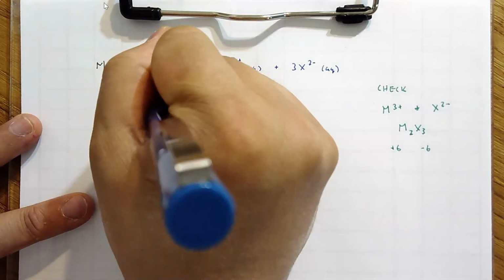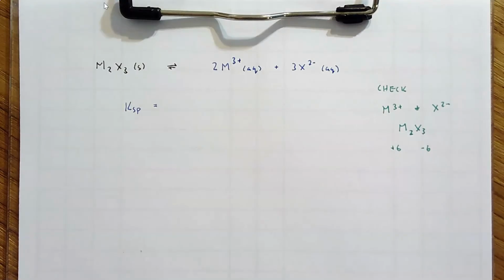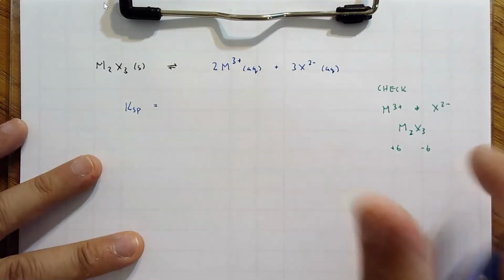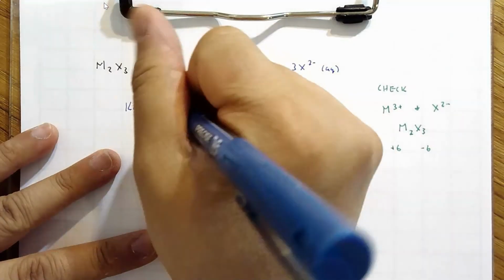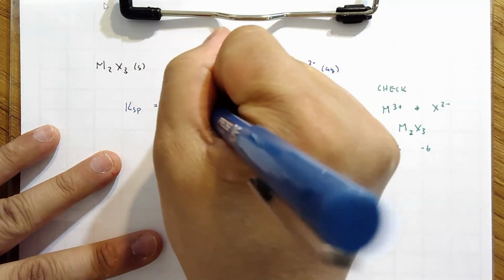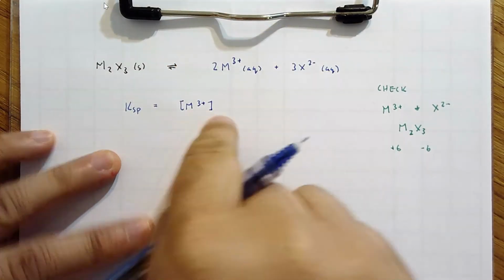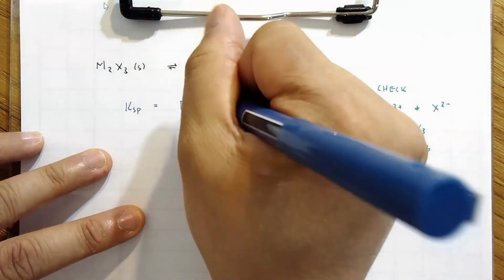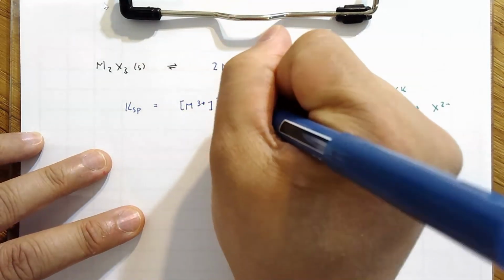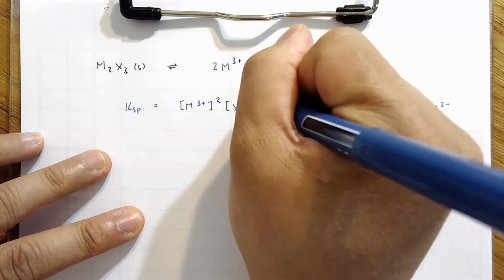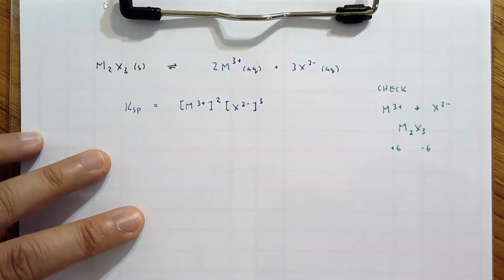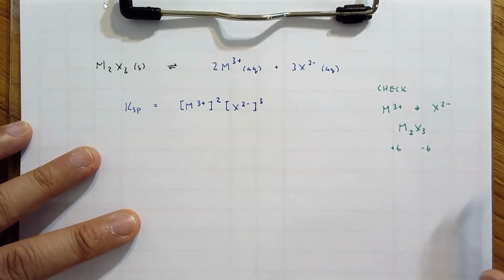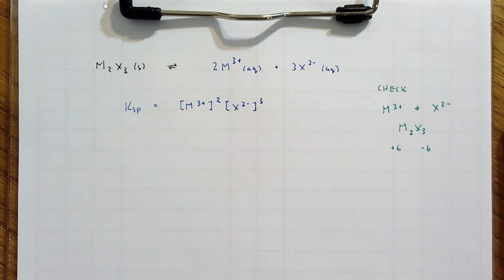KSP. Were you able to write your KSP expression? Okay, we have the concentration of M3 plus. You do have to put the charge, okay? It's not the concentration of just the M, it's the concentration of the ion, that's squared, times the concentration of X2 minus ion, and that is cubed. Okay? And that's it for now. It's very important that you be able to write the KSP expression properly.